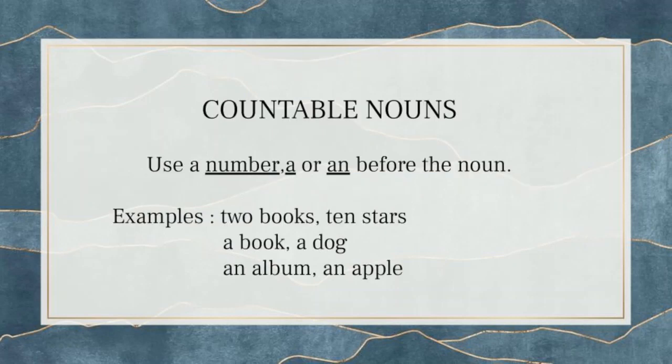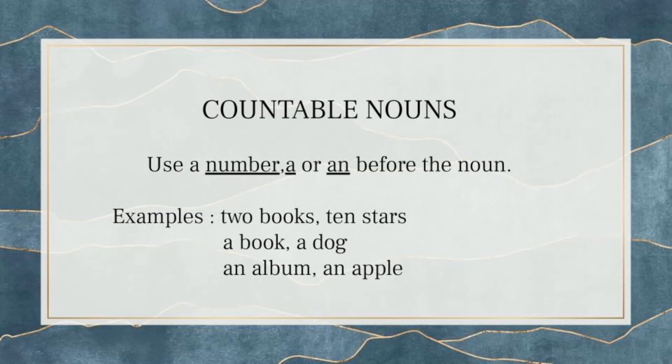Students, we can use a number or articles before the noun. Articles mean words like a or an before the countable noun. We can use a number, a or an before the singular noun. Okay, students, look at the given examples. 2 books, 10 stars. Before the noun books, we have used a number. We have used the number 2.